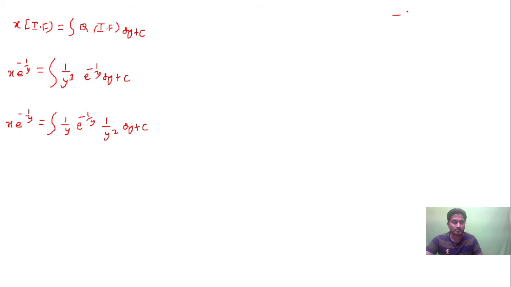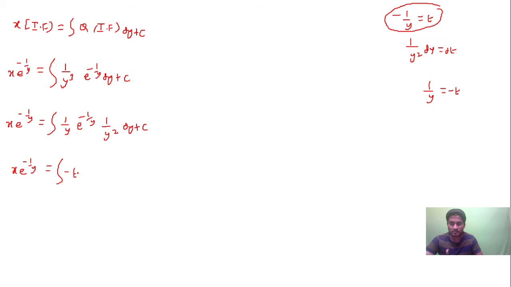What I'll do is I'm going to put minus 1 by y is equal to t. So 1 by y square dy is equal to dt. So x into e power minus 1 by y is equal to integration of, from this, 1 by y will be equal to minus t. So this is minus t e to the power of t, and 1 by y square dy will be equal to dt, and plus c.